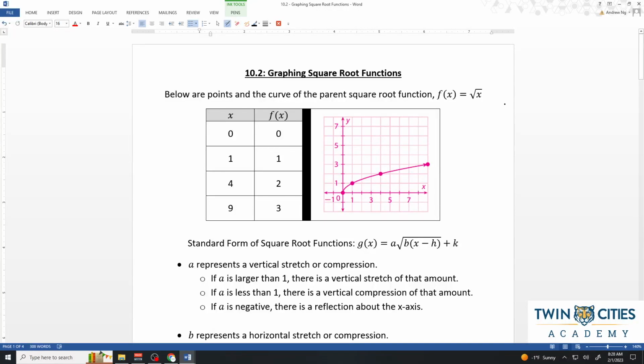Today we're going to talk about graphing square root functions. So let's begin by looking at the parent function, just f of x equals the square root of x. It kind of looks like a sideways parabola, but only one half of it. Since we're only going to have the positive part here, we can't have the negative part underneath, because if we did, it would no longer be a function. It wouldn't pass the vertical line test.